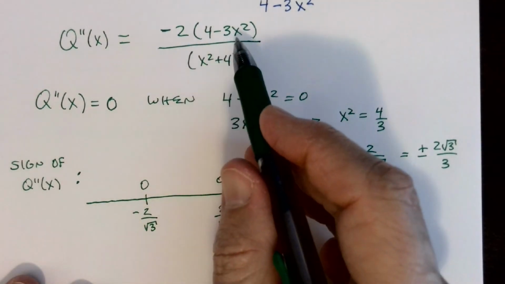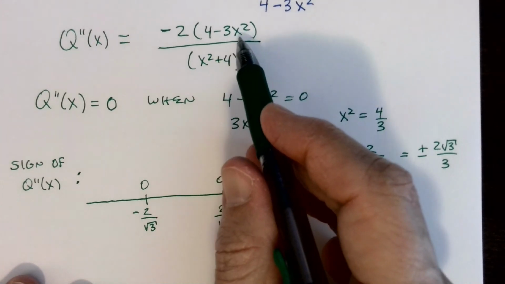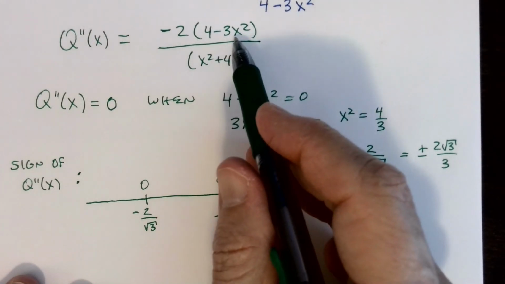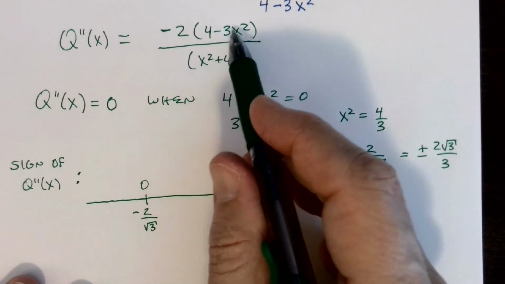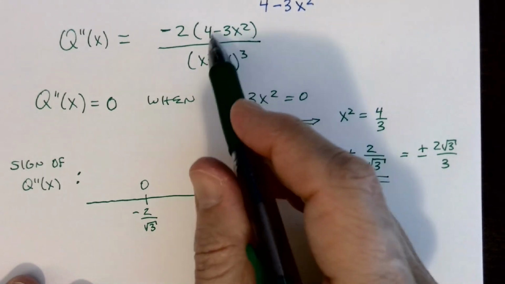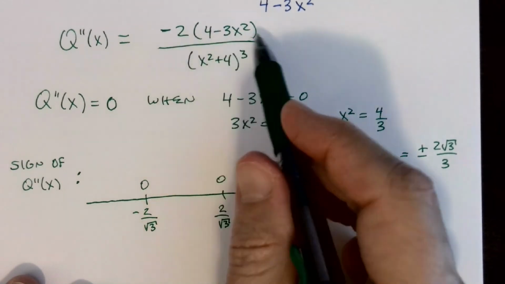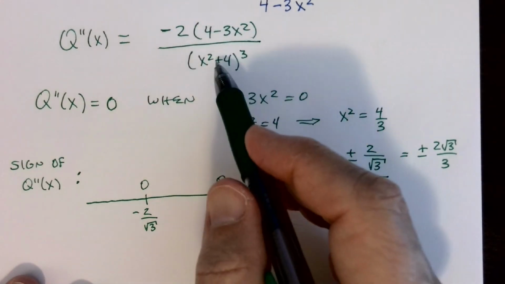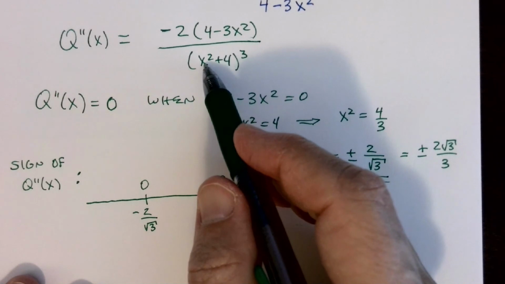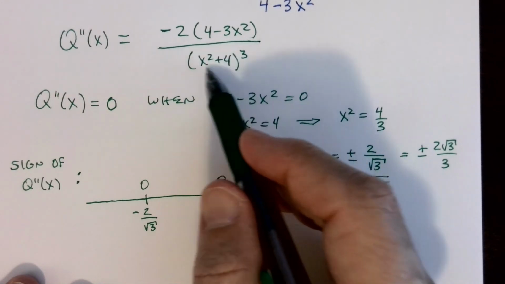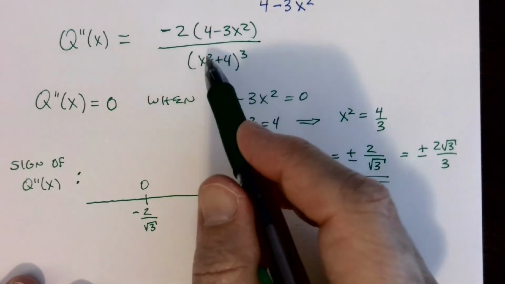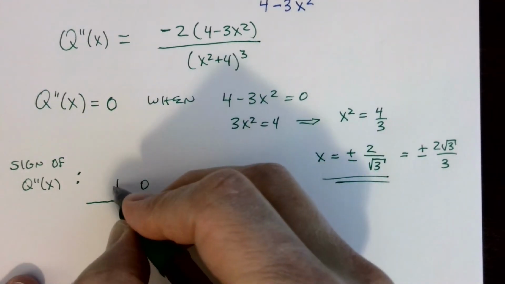So if I plug in negative 5 here, I get negative 5 squared is 25. 3 times 25, 75. 4 minus 75, that's a negative number, rather, in the parentheses. Times a negative 2. Negative times negative, so actually up top, positive. What about down here? Well, notice since I square x and then add 4, this is always positive. So positive divided by positive, positive.